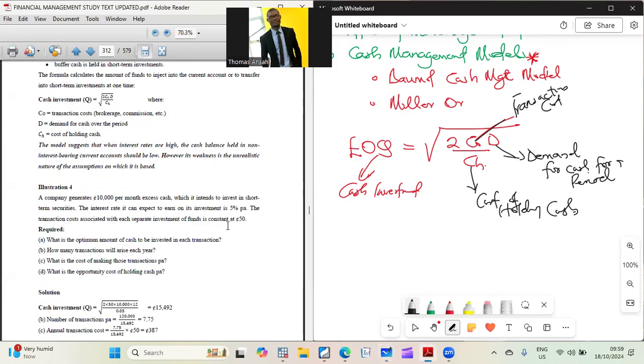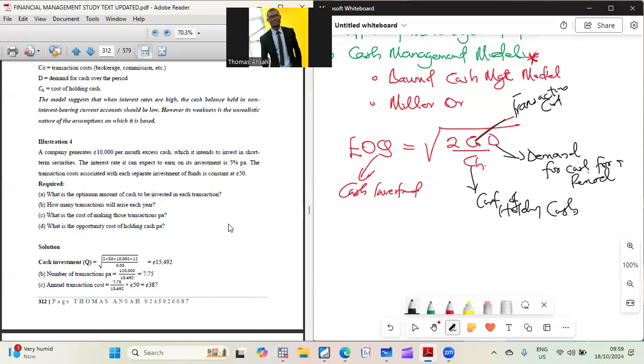Now let's take an illustration to demonstrate how we apply this to a question. It says that the company generates 10,000 per month excess cash, which it intends to invest in a short-term security. The interest rate it can expect to earn is 5%. The transaction cost associated with each separate investment or fund is 50. Then it asks: A, what is the optimum amount of cash to be invested? B, how many transactions will arise in each year? That is kind of like the number of orders. C, what is the cost of making the transactions per annum? D, what is the opportunity cost of holding cash per annum? So these are the questions that you are going to answer.